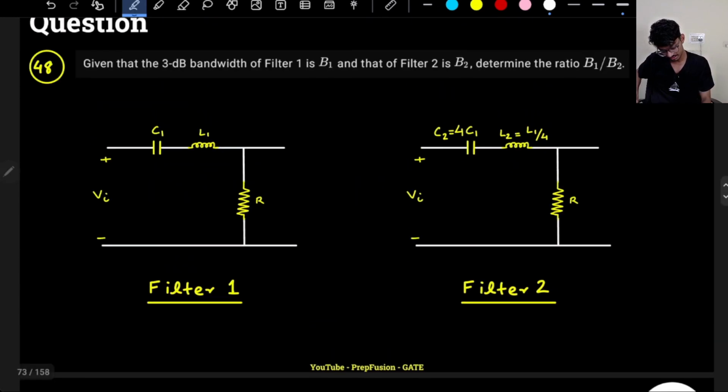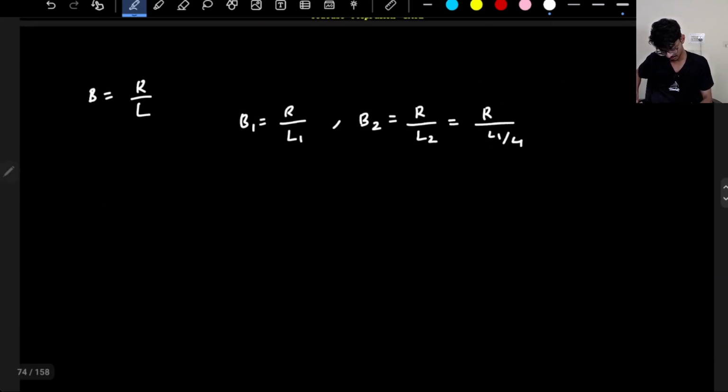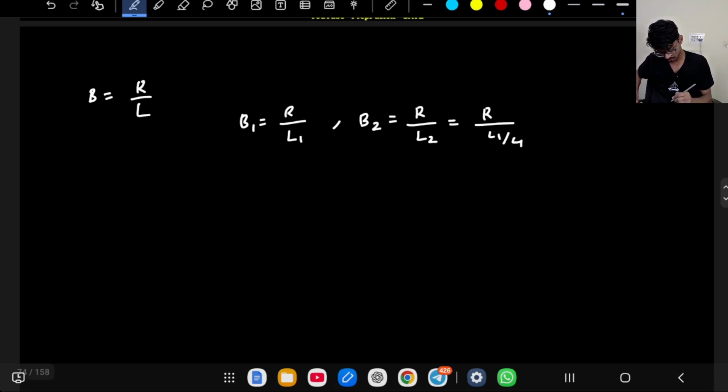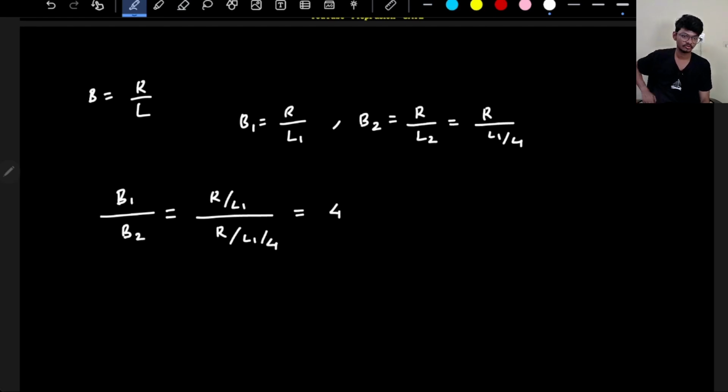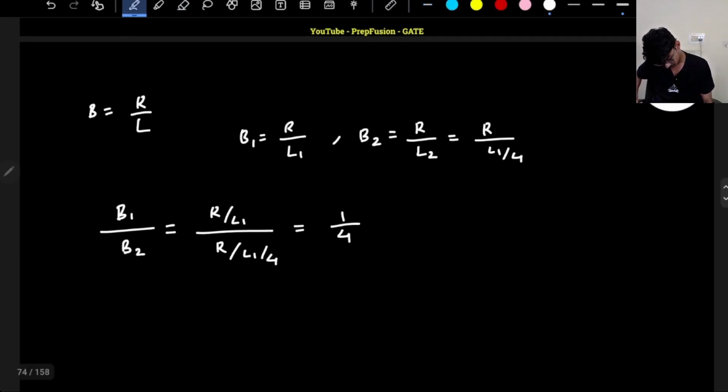So now what are they asking? They are asking the ratio of B1 over B2. So this will be R by L1 divided by R divided by L1 divided by 4. L1 and L1 will get cancelled. It will be simply 4. No, it is 1 by 4. Am I correct? Yes, it will be 1 by 4. So this will be 0.25 basically.